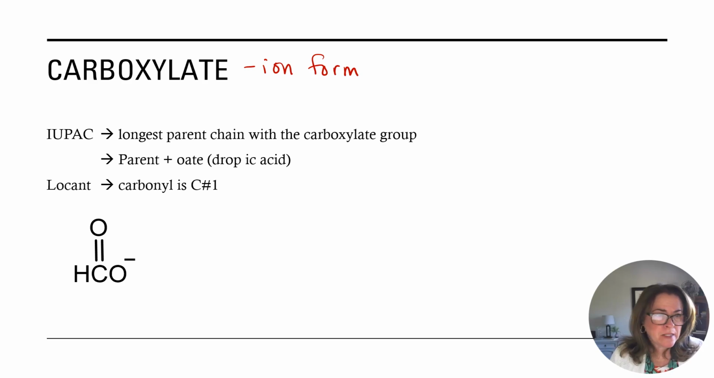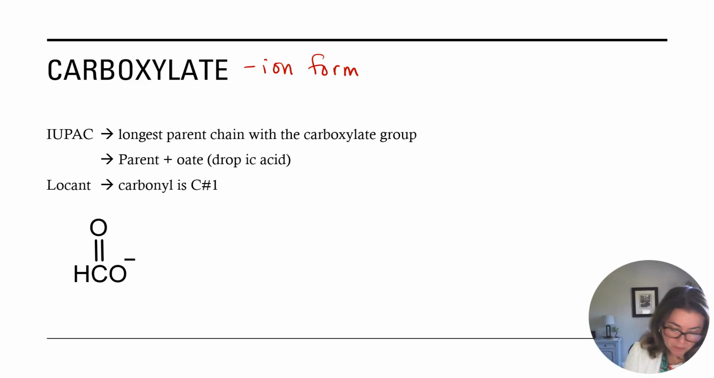For naming these, we are going to again find the longest parent chain that contains that carboxylate group. This time, if we're basing it off of the carboxylic acid, we're going to drop the ic acid portion and replace that with oate. And again, that carbonyl is always going to be carbon number 1.